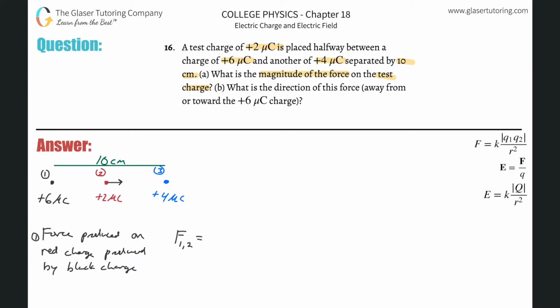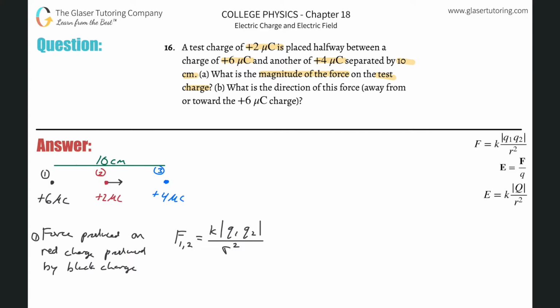So here, if I want to find the force between object number 1 and object number 2, then it will be equal to the electrostatic constant multiplied by the charge of number 1 multiplied by the charge of number 2. You take the absolute value of that product, and then you divide it by the distance between them squared. So here's the thing. We know the charge of 1. They gave it to us, positive 6 microcoulombs. They gave us the charge of number 2, positive 2 microcoulombs. Did they tell us the distance between these two?